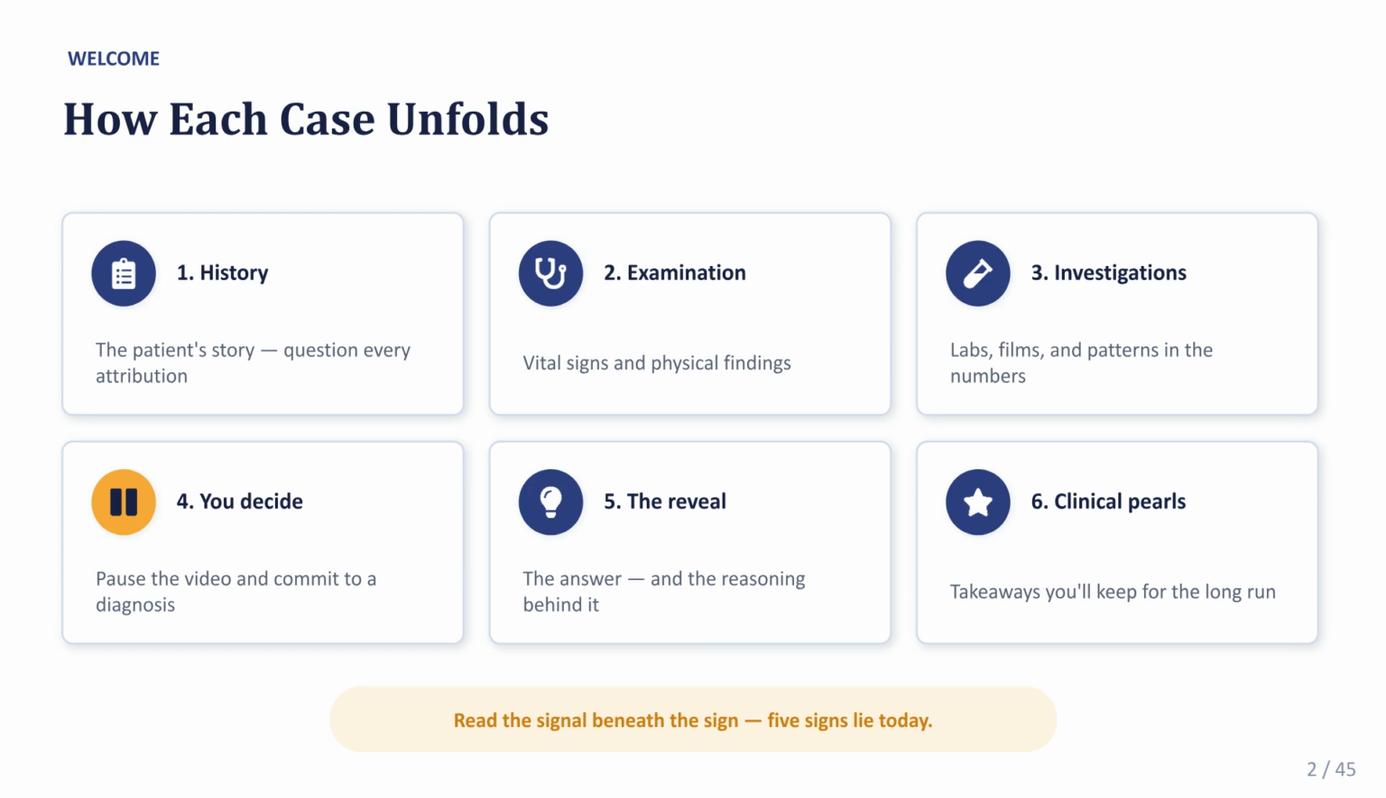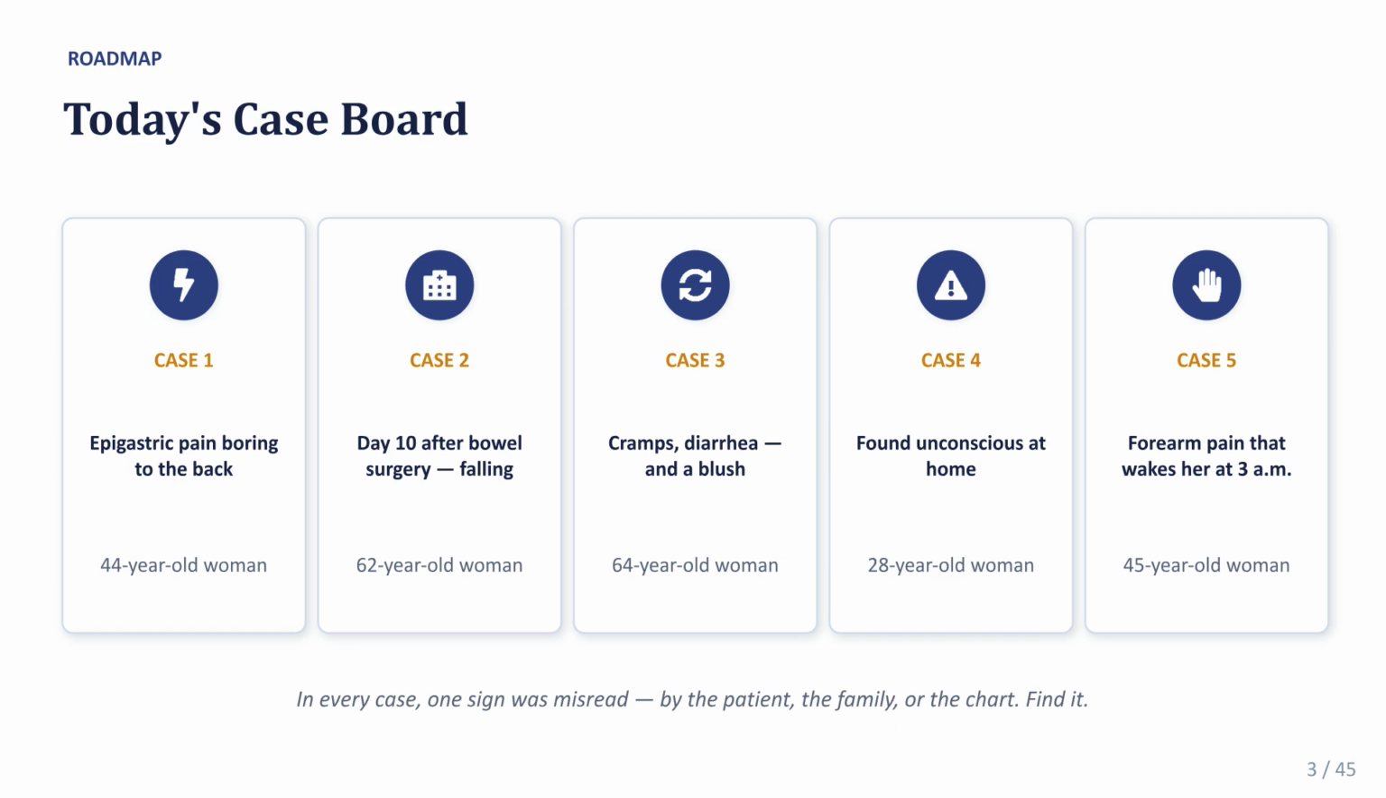Let's round. Our process follows a clear structure: history, examination, investigations, and then your moment to decide. Pause the video and commit to a diagnosis before we walk through the reveal and clinical pearls. The key today is to read the signal beneath the sign, as 5 times in this video, the signs are lying to you. Here is our case board for today.